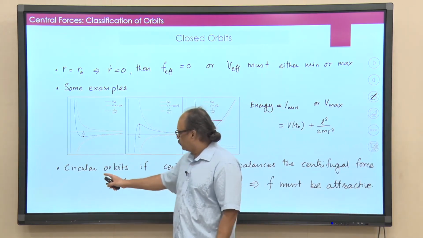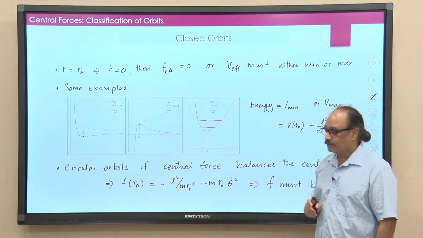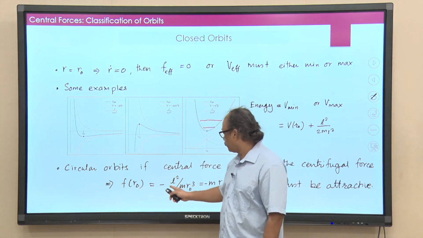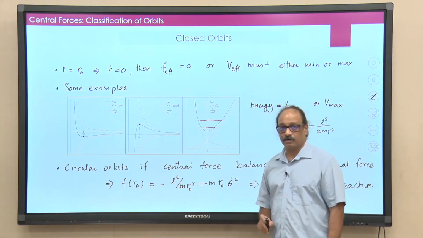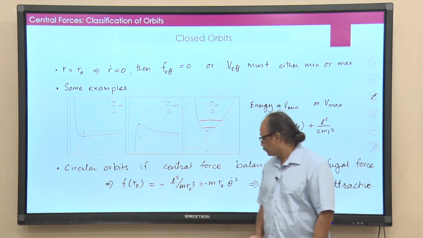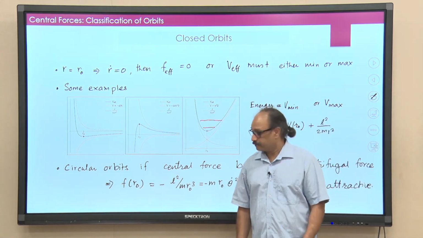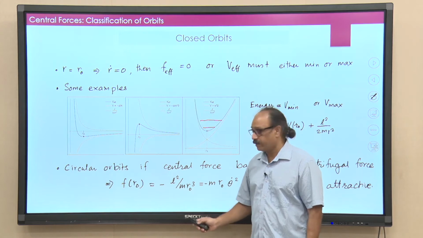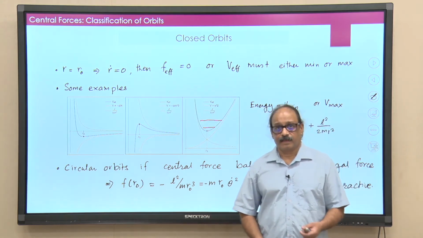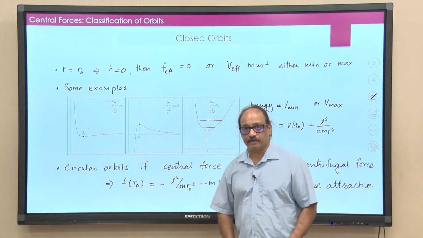One of the immediate conclusions is that if F effective is 0, that means the F of r naught must be equal to minus L square by m r naught cube. This is the centrifugal term, and this is the central force. And if you look at this, your L is constant, m is constant, L is squared, so it is positive, mass is always positive, r is always positive. So, your force must be attractive.